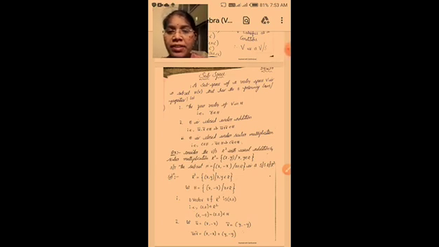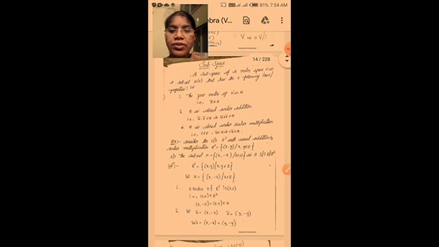So subspace, what is the subspace definition? In the previous class also we discussed the definition of subspace. Once again we have to repeat that. A subspace of a vector space V is a subset H of V that has the following three properties. First one is the zero vector of V is in H, that is 0 bar belongs to H.